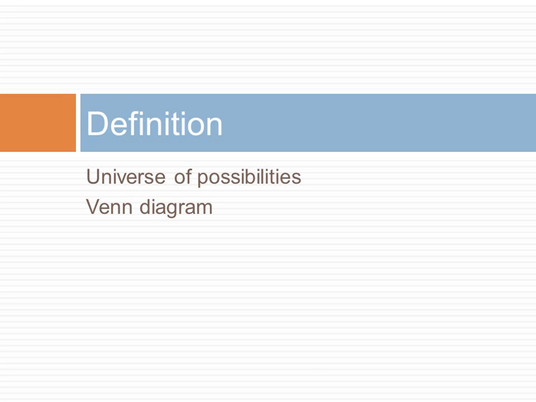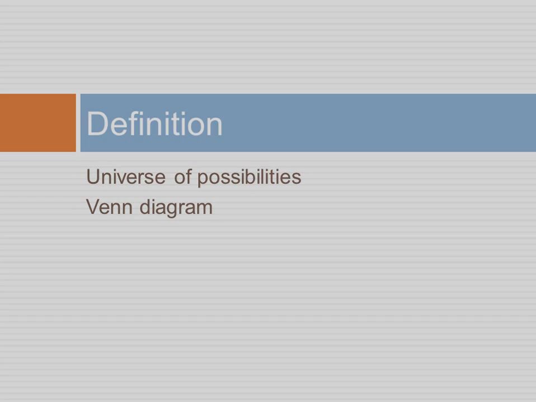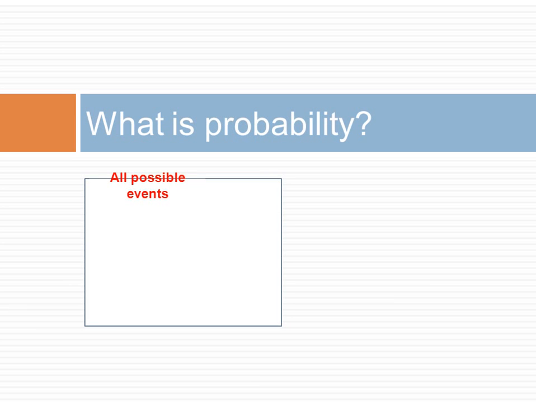A collection of all possible events is the universe of possibilities. A Venn diagram shows the universe of possibilities, events, and sometimes, though not usually, the elements. A Venn diagram is very useful in having intuitions about probabilities. To create a Venn diagram, we start with a rectangular space that depicts all possible events.